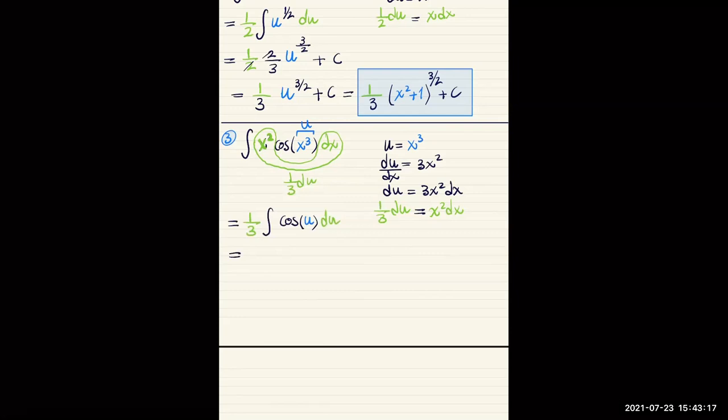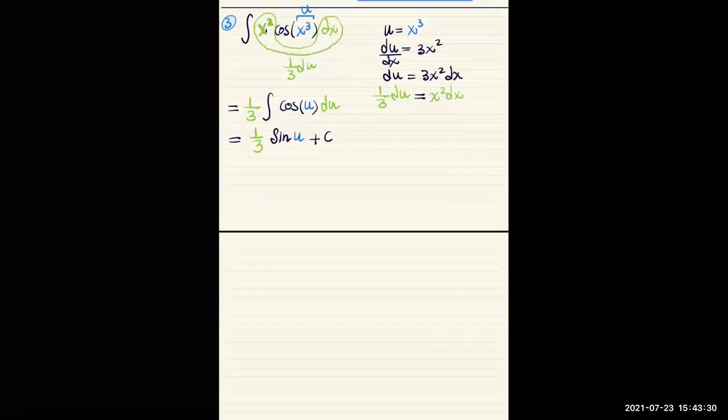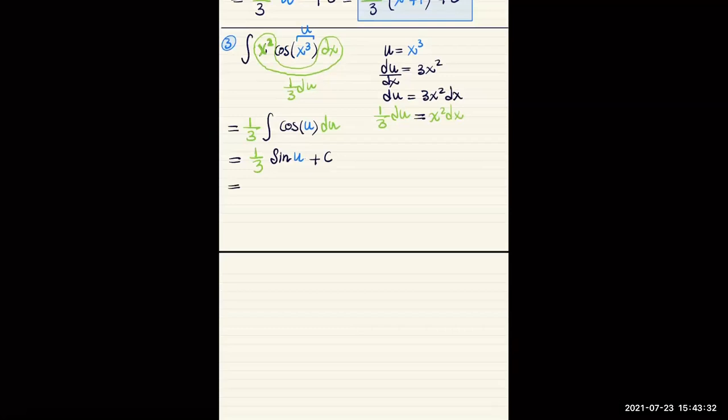With the 1/3 sitting out, the antiderivative of cosine of u is sine of u. It's not negative sign, but it's just sine. You don't need the parentheses. Don't forget the constant, and then you can replace u back with x cubed. So you get sine of x cubed. You could put the parentheses, don't put it, doesn't matter. Plus c, and that's the answer.